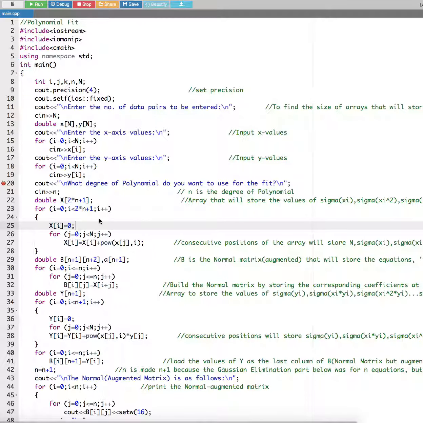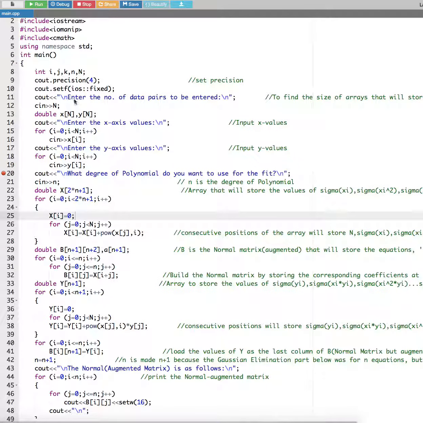Guys, in this video we are going to see how to do polynomial fittings using C++ programming, and here I have the code for that already, and let's look at this code one by one. First we set the precision. It's going to give the final output correct to 4 decimal places.